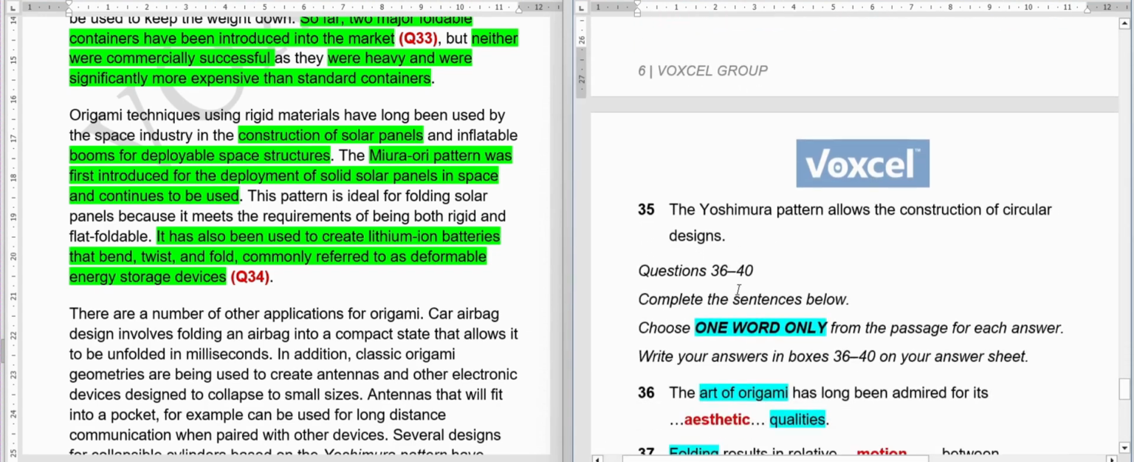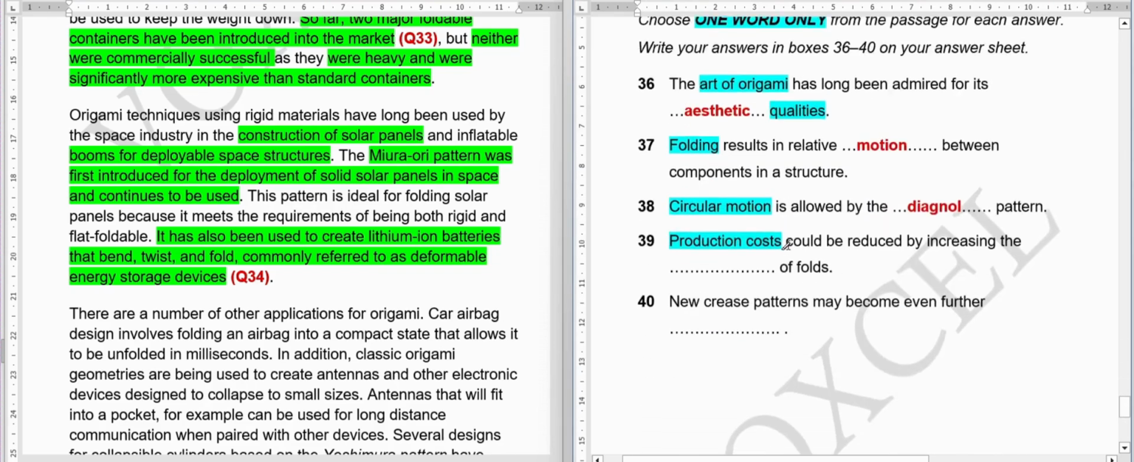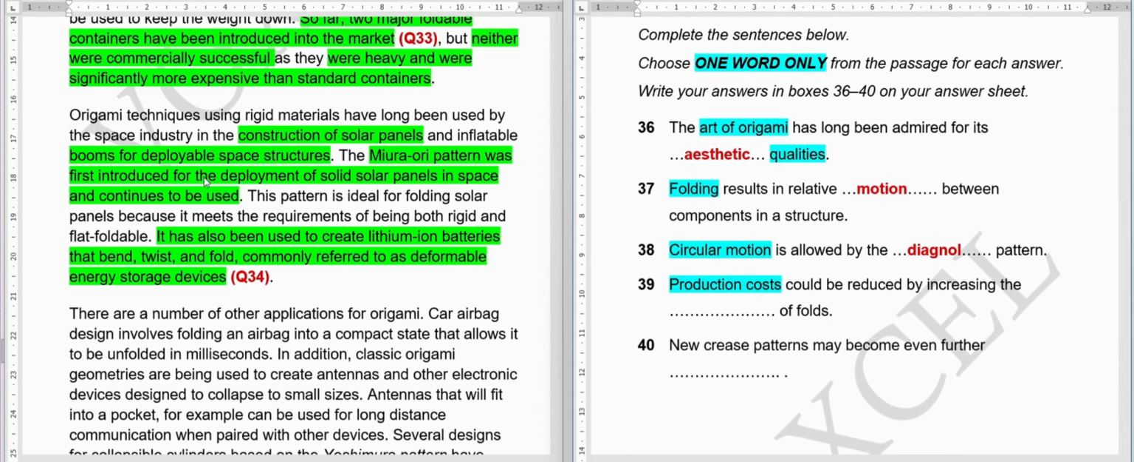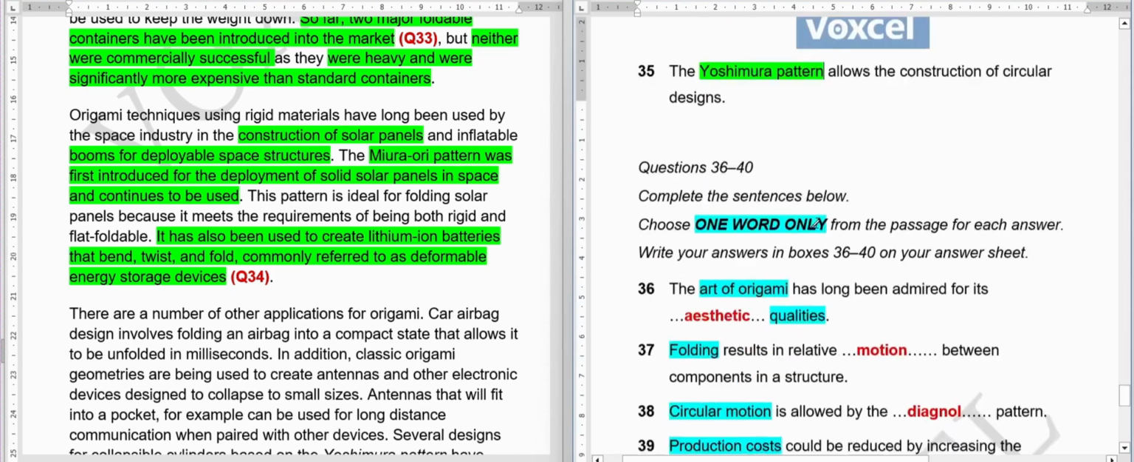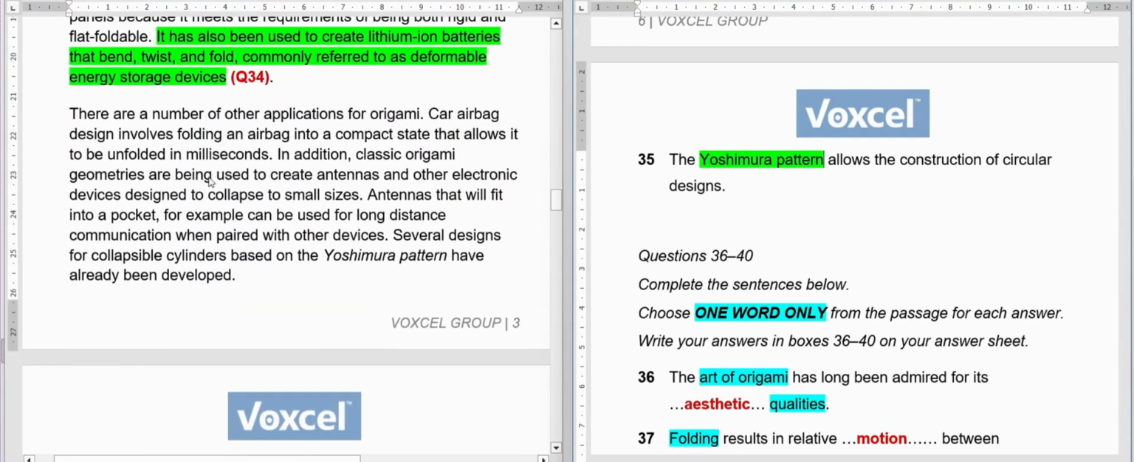Moving on to the next question, number 35. The Yoshimura pattern allows the construction of circular design. Have we read anything about the Yoshimura pattern till now in this paragraph? No, we haven't. So whenever we read about it, we will read the question then. And again, production cost could be reduced. There is no mention of reducing production cost or saving money, something like that. Okay, we will read. So two paragraphs are left.